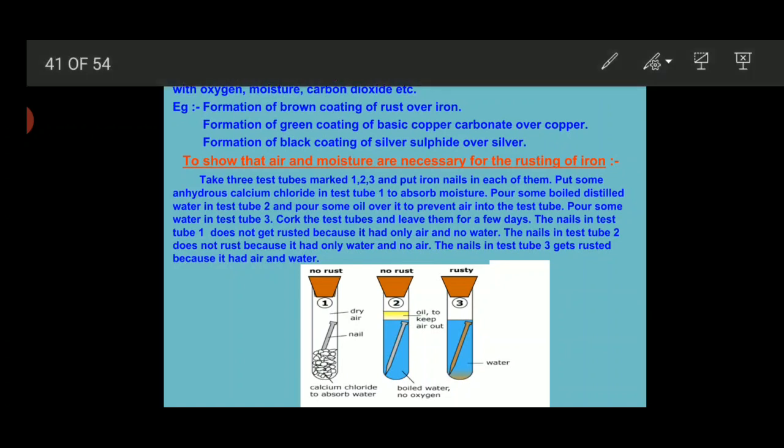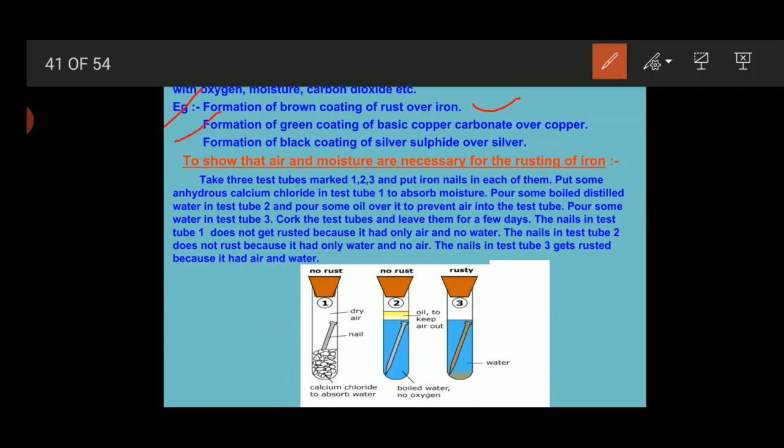Basically, corrosion is the slow destruction of metal due to the presence of oxygen and moisture. For example, the formation of a brown coating of rust over iron. During the rainy season, we see a brown coating over the surface of iron. What is it? It is rust, whose formula is Fe2O3.2H2O, basically caused by moisture.